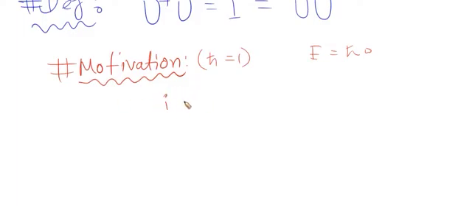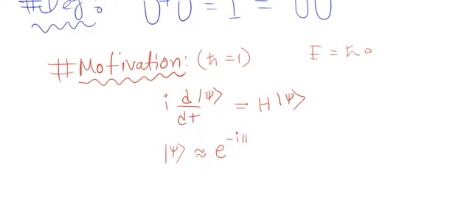So this is just i d/dt of the state. Recall that we called this a ket vector state in one of our lectures. This will be given by a Hamiltonian operator acting on the state. And the solution of this, since these are time dependent, will come out like this, where this is some initial state at t equals 0.